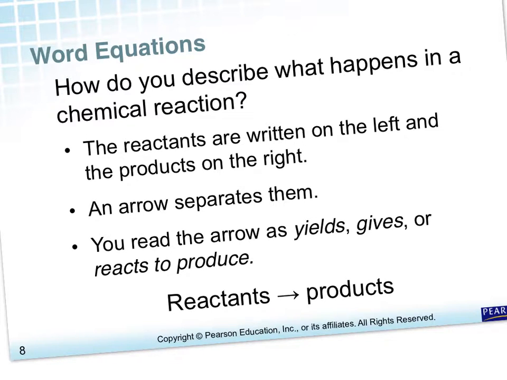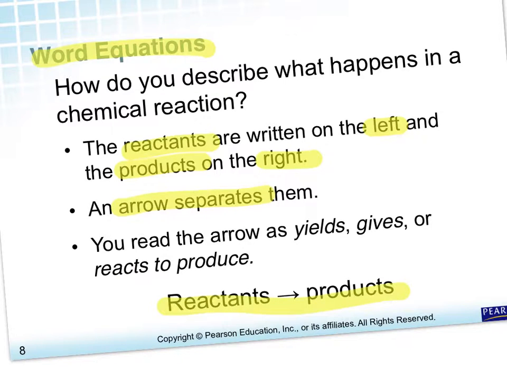The first part of writing a chemical equation is coming up with what we call the word equation, which is just, in words, a simple way to say what's happening. Reactants are always written on the left, products always written on the right, and they are separated with an arrow. If we're going to read the arrow out loud, we would use the words yields, gives, or reacts to produce. So the very simplest kind of chemical equation is a word equation that shows reactants and products with an arrow separating them.